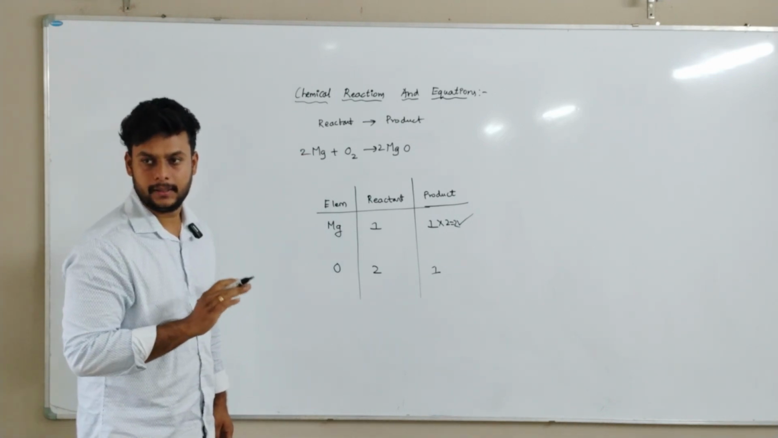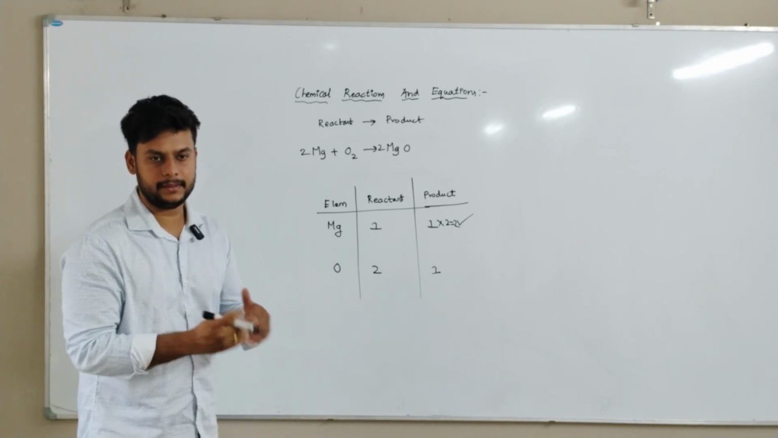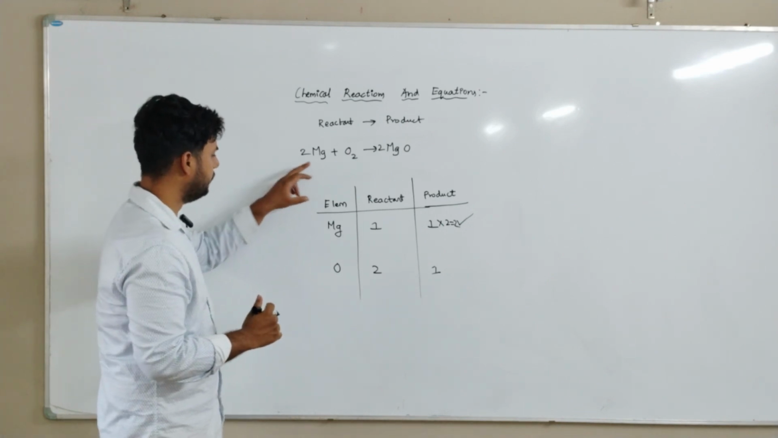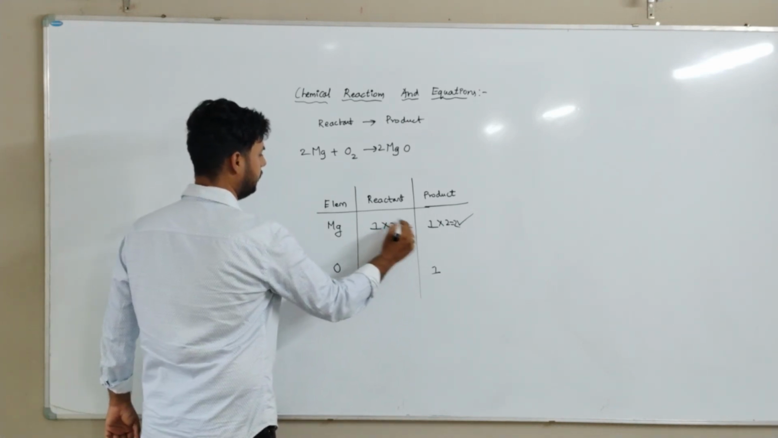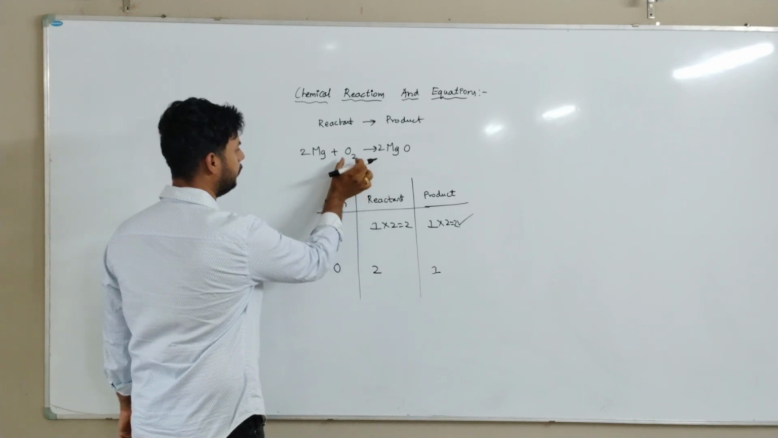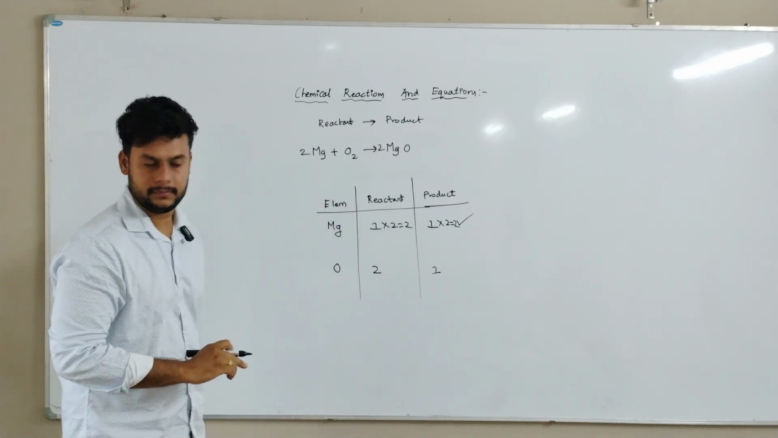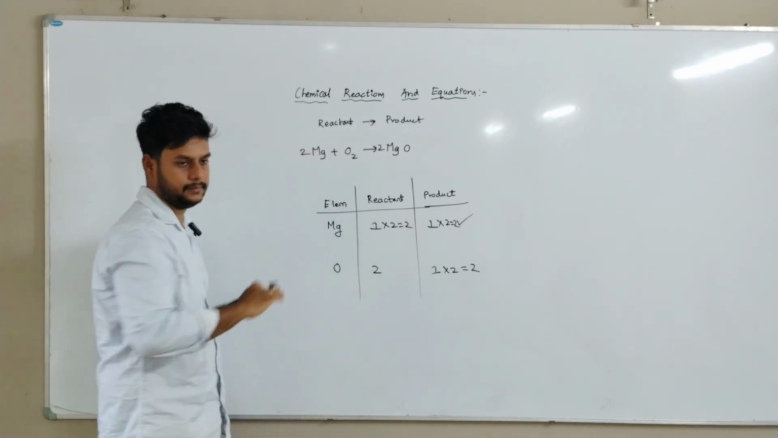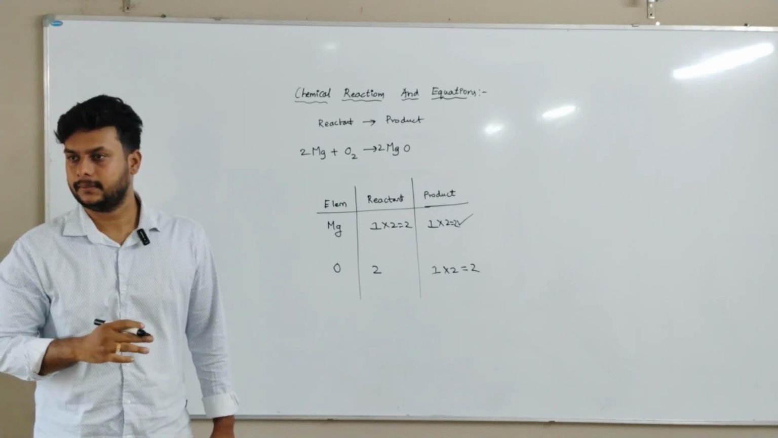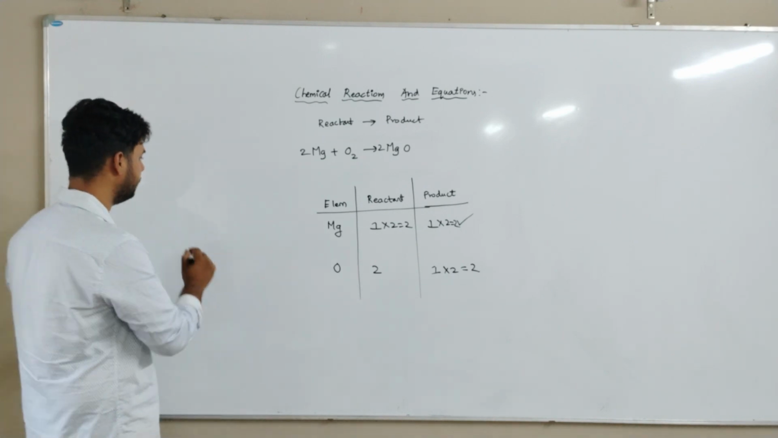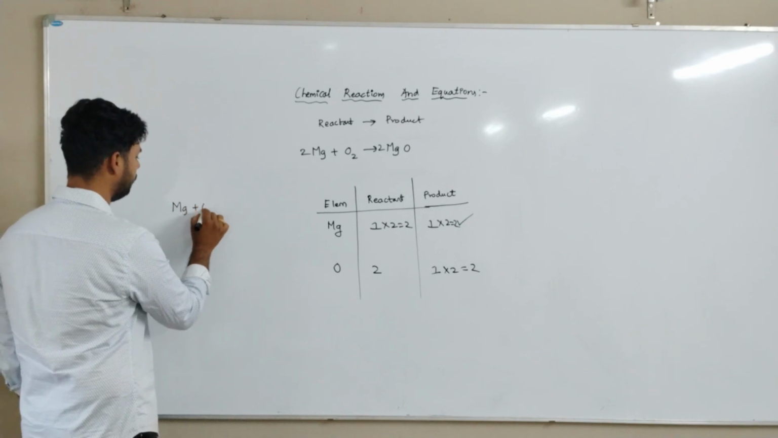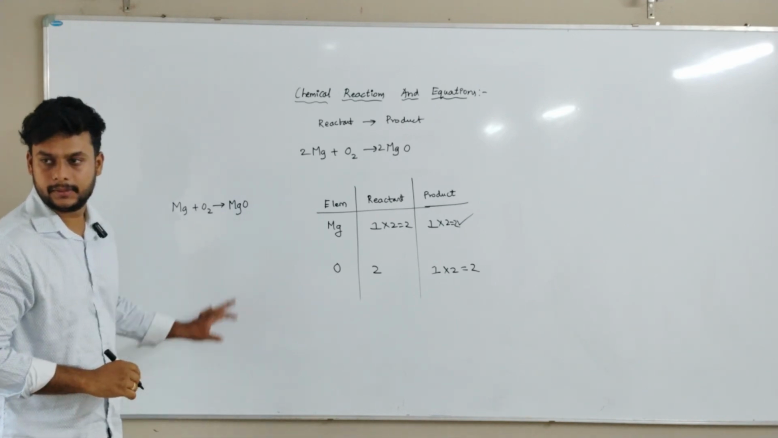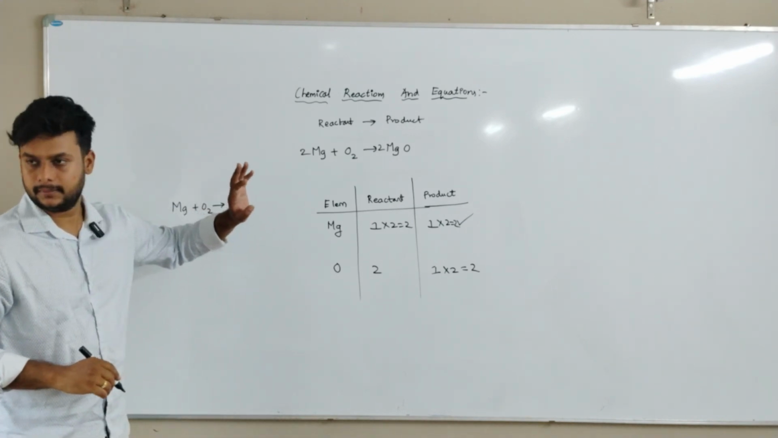Correct. Initially you will mostly not understand, but by seeing it slowly it will come to you. Okay. So now 2 magnesium are there here also. Here 2 magnesium, 2 magnesium, 2 oxygen, 2 O. So everything is balanced. This is how we write the balanced equation. Now it became a balanced equation. Initially it was like this: Mg plus O2 gives MgO. This was the initial equation. This is a balanced equation.